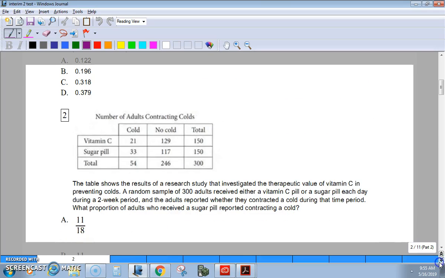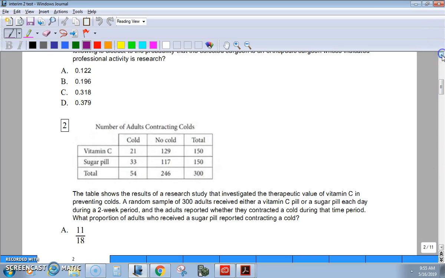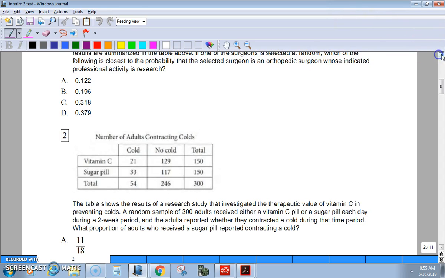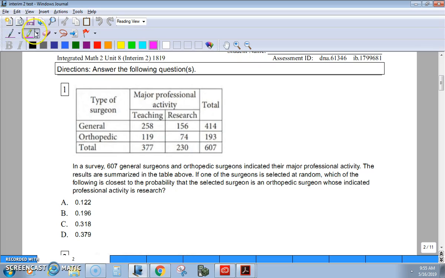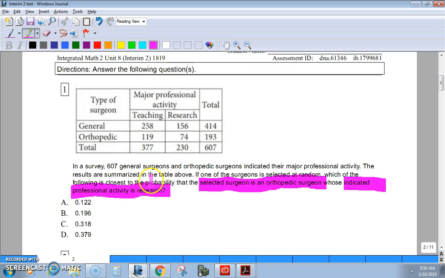All right, so let's take a look at this first question. I'm going to use the highlighter for this one. This question is asking at the end, which of the following is closest to the probability that the selected surgeon is an orthopedic surgeon whose indicated professional activity is research?